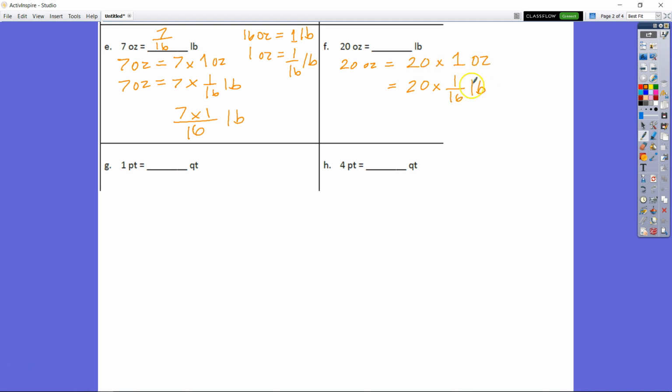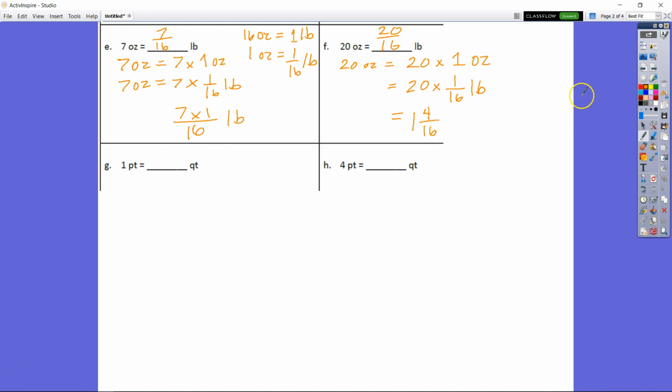Substitute. First we separate, then we substitute. Now we say, well, 20 times 1 is 20 over 16. 16/16 would be 1 whole. 17, 18, 19, 20 for our 4/16.